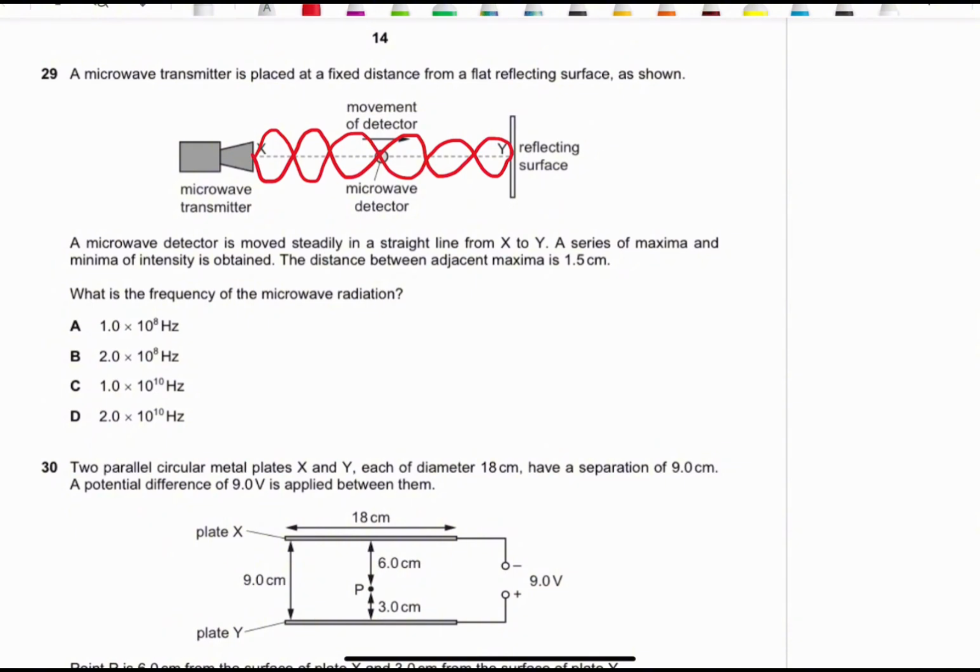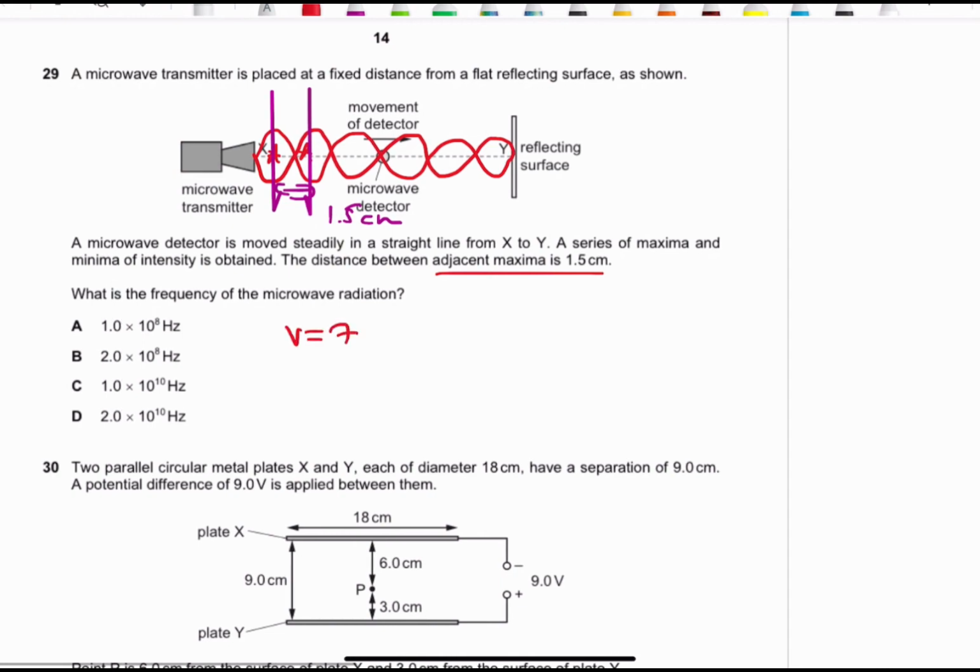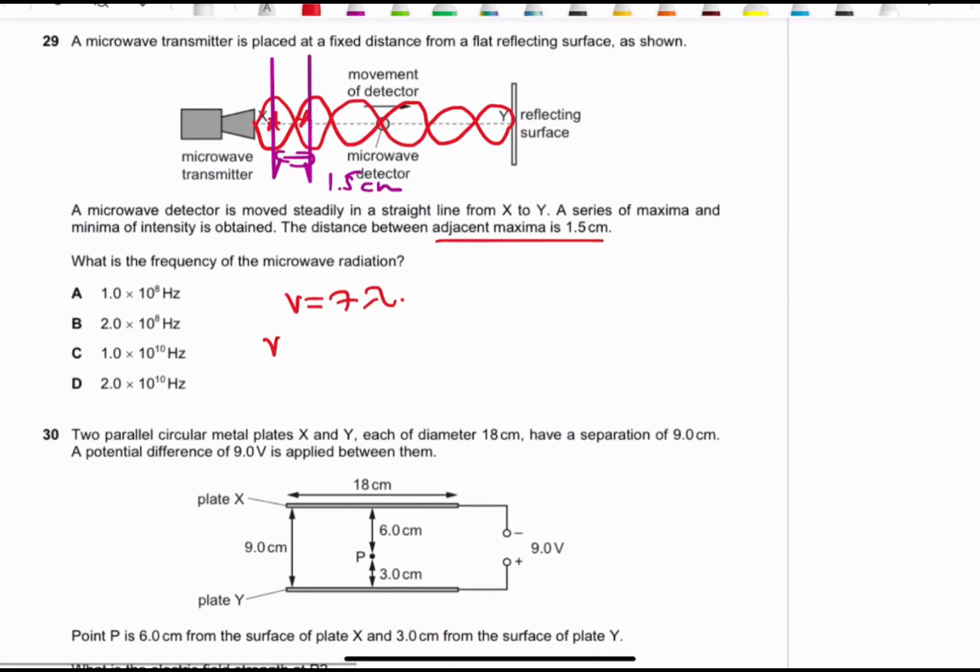And the question is telling us the distance between adjacent maxima. So this is an antinode in maxima, this is another maxima. And the question is telling me that the distance between this maxima and that maxima is actually 1.5 centimeters. So how do I find my frequency? Guess this, I know that v is equivalent to f lambda, okay? So v for electromagnetic waves is 3 times 10 to the power of 8.